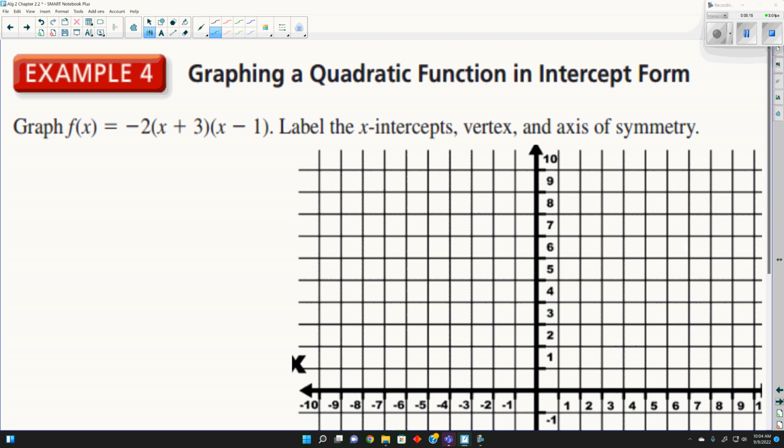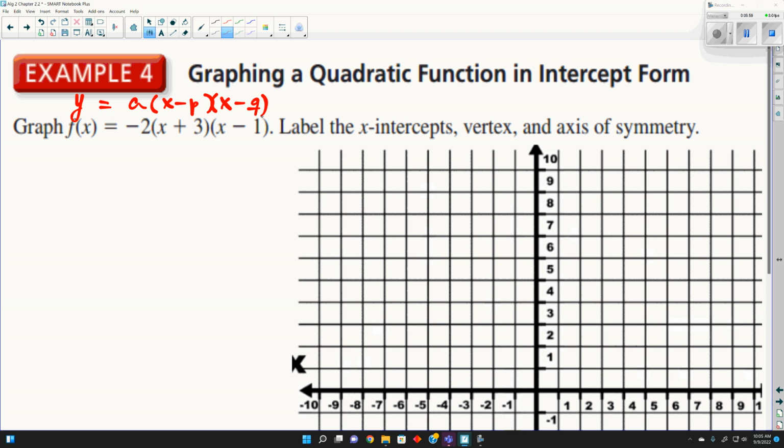So we look at this equation here. We have f of x equals -2 times x plus 3 times x minus 1. Again, the general form for this is y is equal to a times x minus p times x minus q. And really, p and q are interchangeable. It doesn't matter which one we call p and which one we call q, as long as we call one of them p and the other q. Questions on this so far?